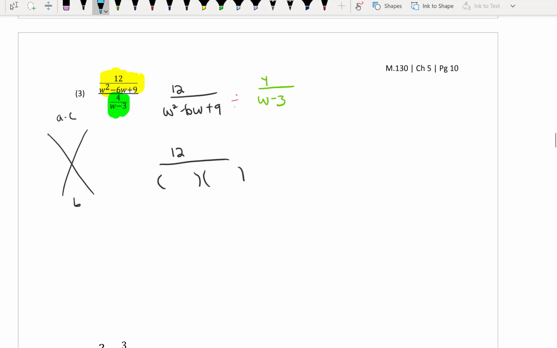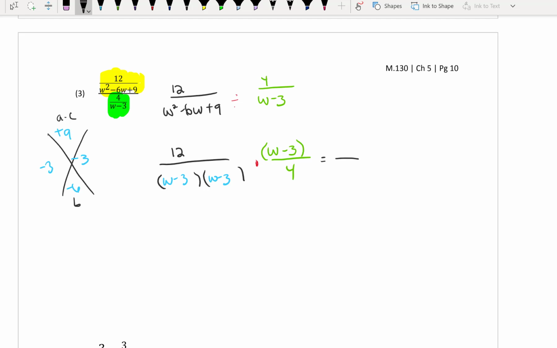If I do my AC method, A times C would give me a positive 9, and my B is a negative 6, so it'd be a negative 3 and a negative 3. So I would have w minus 3 times w minus 3. And now I change that division into multiplication, and I rewrite it as the reciprocal.